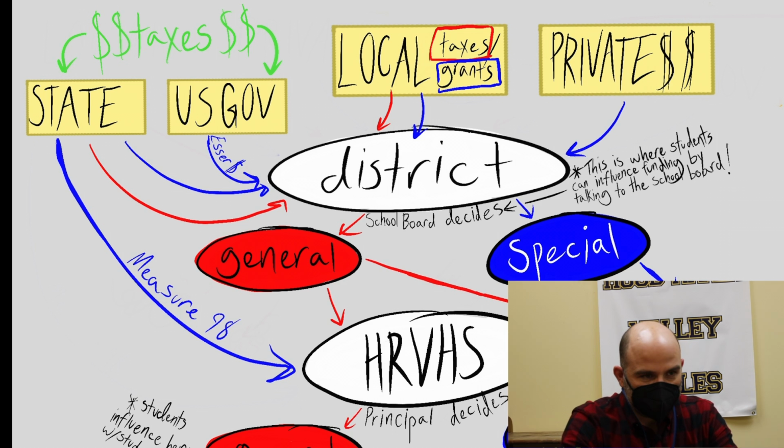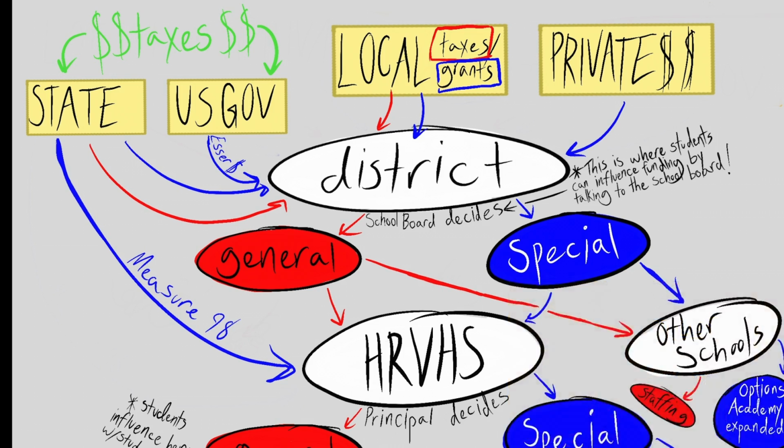And then there's state special funds that are things like the student investment account or the high school success program, Measure 98. Measure 98 is high school success, and so those were funds that we were able to access that are specifically for projects or areas that are going to help high school students be successful.